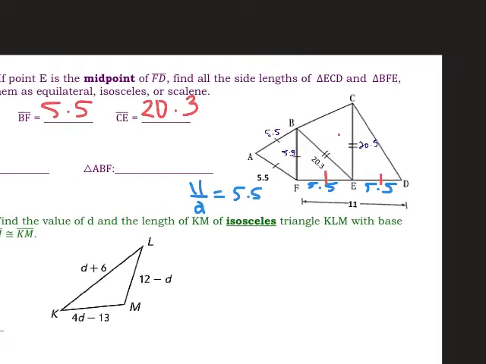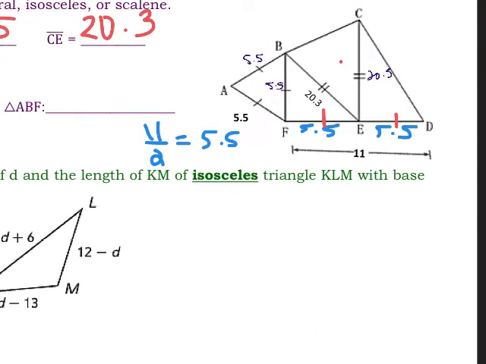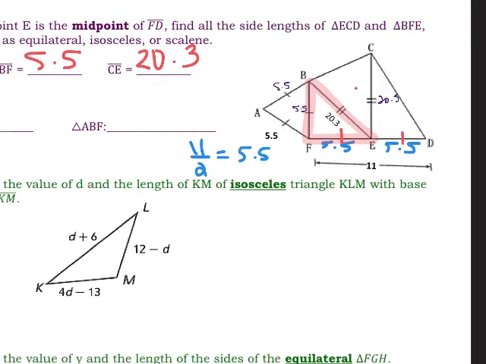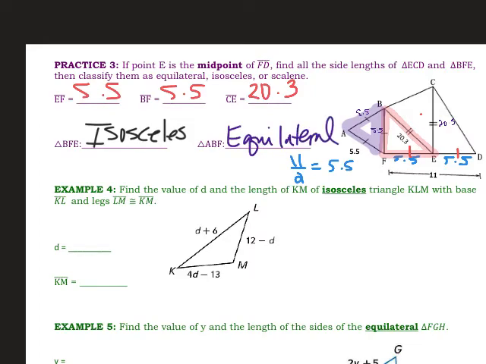So we're going to identify or classify two triangles. The first one we're going to classify is BFE. So here's triangle BFE. How many sides are equal? 2. What type of triangle has 2 equal sides? Isosceles. Good. All right, ABF is the one over here to the left. How many equal sides does ABF have? 3 of them. So what type of triangle has 3 equal sides? Equilateral.